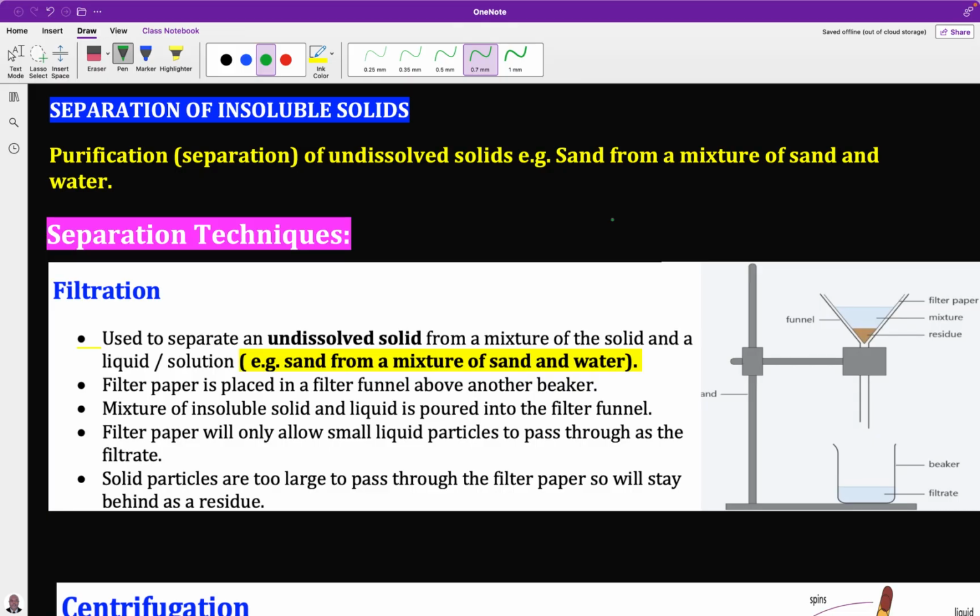What happens is that the filter paper is placed in a filter funnel above, and the mixture of insoluble solid and liquid is poured into the filter paper. The filter paper will allow only small liquid particles to pass through as filtrate into the beaker. Then the solid particles are too large to pass through the filter paper, so they will stay behind as residue. As observed here, that is what happens in filtration.